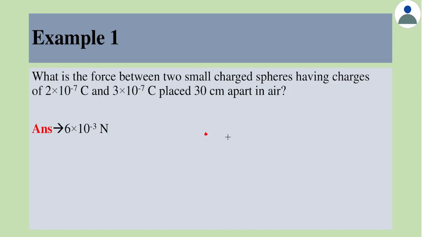Let the charges be called, say, Q1 and Q2. Their values are given as 2 into 10 power minus 7 and 3 into 10 power minus 7, and the separation is given as 30 centimeter. Now do remember that in numericals always write the quantities in SI units. 30 centimeter is the same as 0.3 meter.